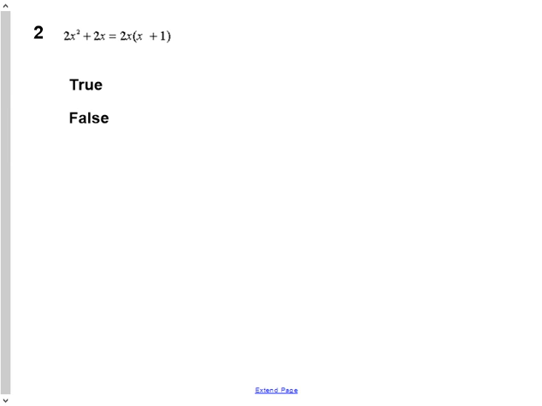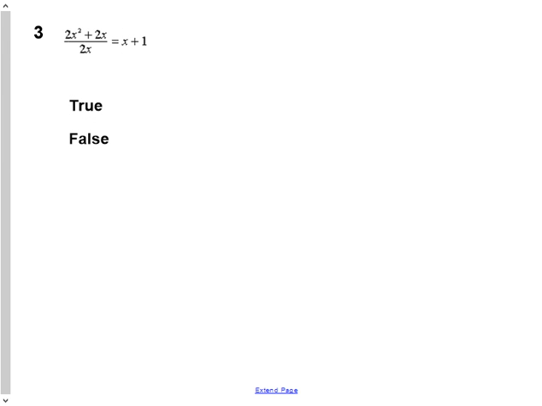The second true-false question says 2x squared plus 2x is equal to the product of 2x and x plus 1. So the first thing I'm going to do is just take this distributive property and expand it. 2x times x is 2x squared, and 2x times 1 is 2x. Now when I consider this question, is 2x squared plus 2x the same thing as 2x squared plus 2x? Of course, the answer is true. And what you had to do is simply expand the product of the monomial and the binomial to get the expanded binomial.